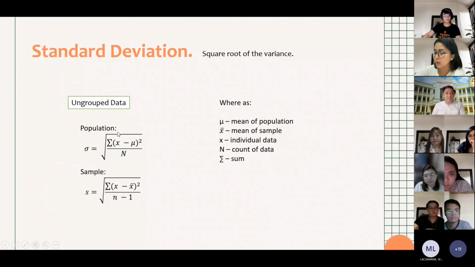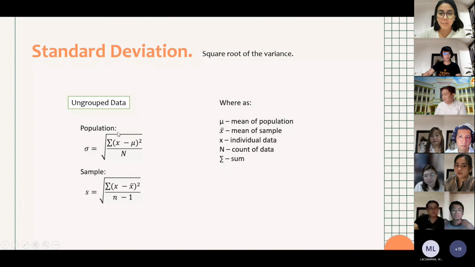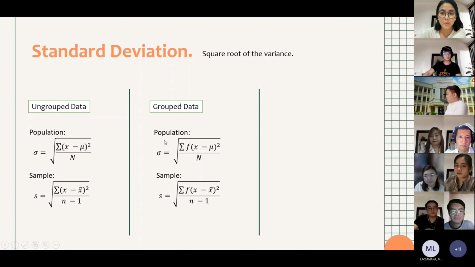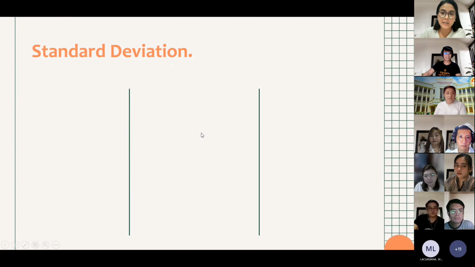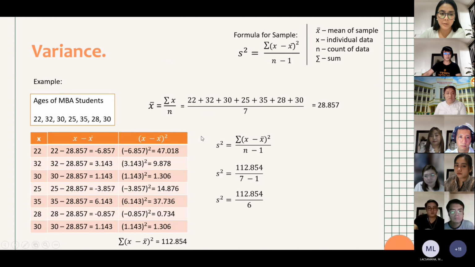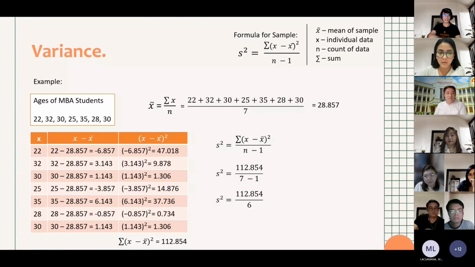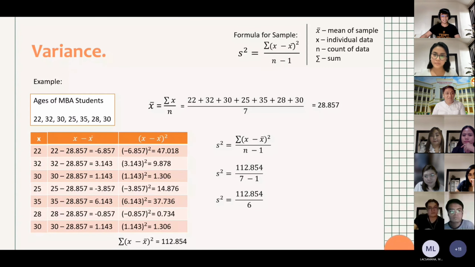Excuse me, sir. How about the group of the variance? The example group for the variance. Do we have example, sir? Because you already discussed the ungroup. How about the group? Yes, ma'am. Later siya. Ikukunik ko muna kasi ito sa ungroup data na sample natin. Babalik tayo mamaya sa variance ng group data naman. Okay?